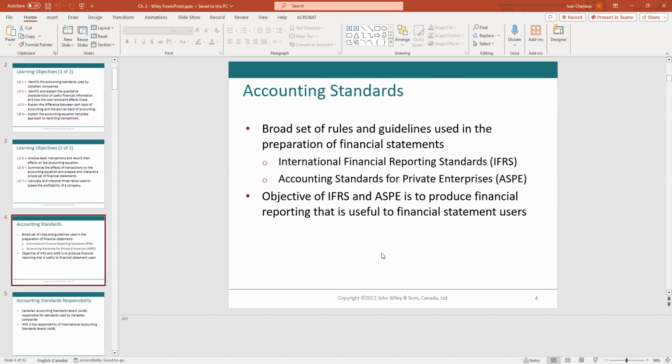Since the financial reports are prepared for users who are different in nature, such as creditors, lenders, and management, all coming with different backgrounds and all trying to analyze different companies, each company has to follow some kind of rules. For that reason, we have these accounting standards. In Canada, companies apply two standards: either International Financial Reporting Standards, or Accounting Standards for Private Enterprises.